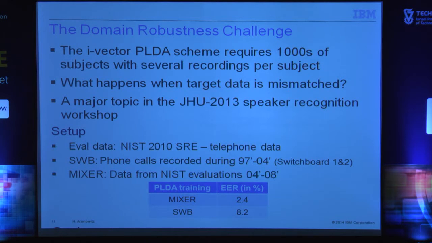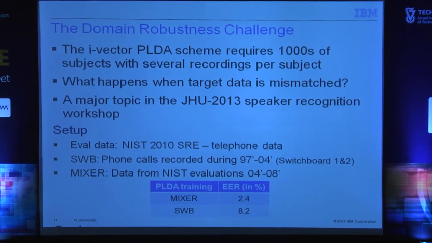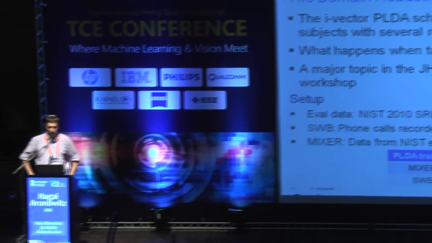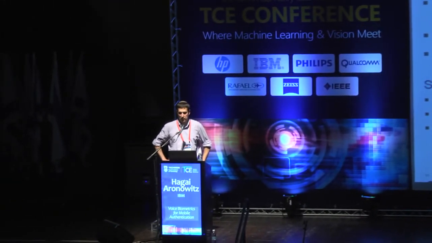So for example, in our case, we do have the same data that all the research community has, which is based on telephone conversations, and we do have thousands of speakers with many sessions, but it highly mismatches the mobile data that we are using, both in terms of channels and noise level, the length, and the textual content. Okay, so "my voice is my password" is very different from a telephone conversation of 5 minutes long. So this is a serious problem.